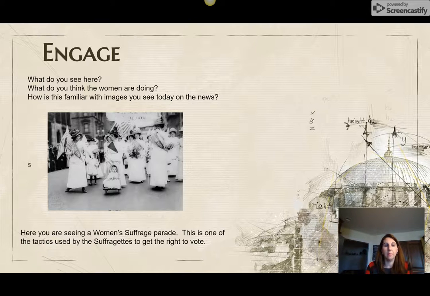So here you actually are seeing a women's suffrage parade. This is one of the tactics used by the suffragettes to get the right to vote. Okay, so they would march in a parade expressing their views. You can see they're even doing this with a baby. They're showing that they take care of the kids, they deserve the right to vote, they are equal.